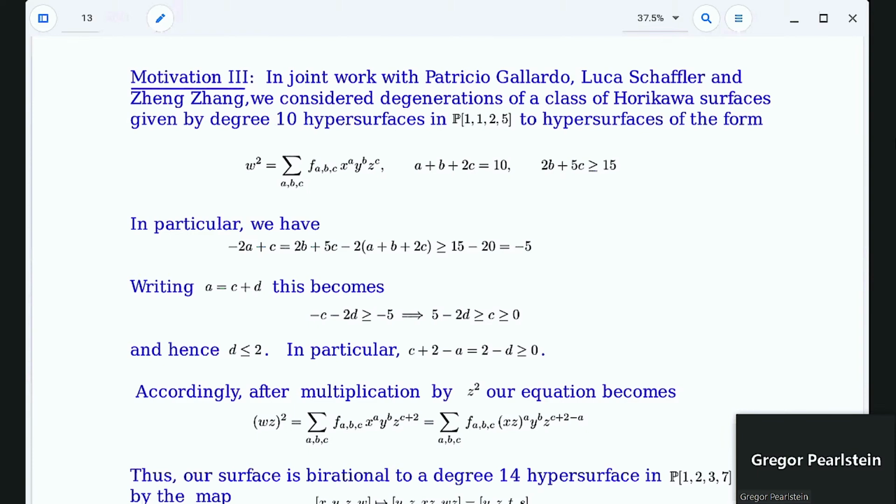Okay, so there is a general framework, this KSBA compactification, which allows you to construct compactifications of this moduli space of degree 10 hypersurfaces in P1125. That moduli space has dimension 28. And so I had said 13. E13 is one of Arnold's list of exceptional unimodal singularities.